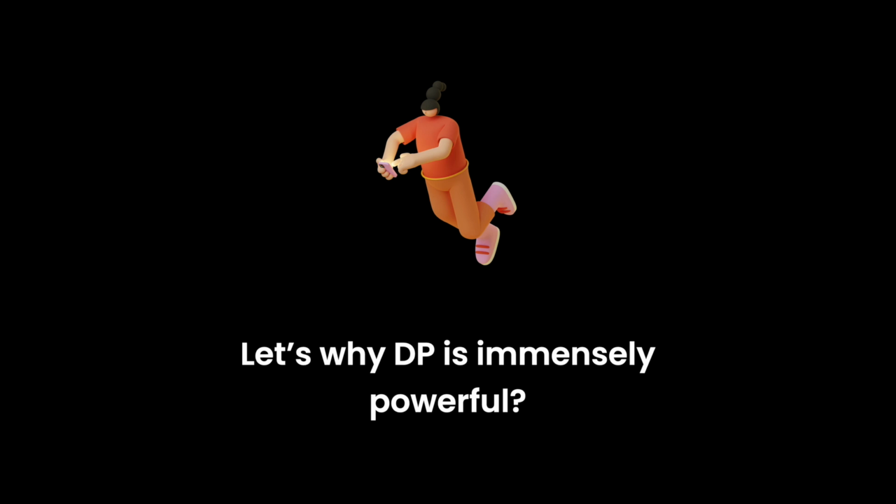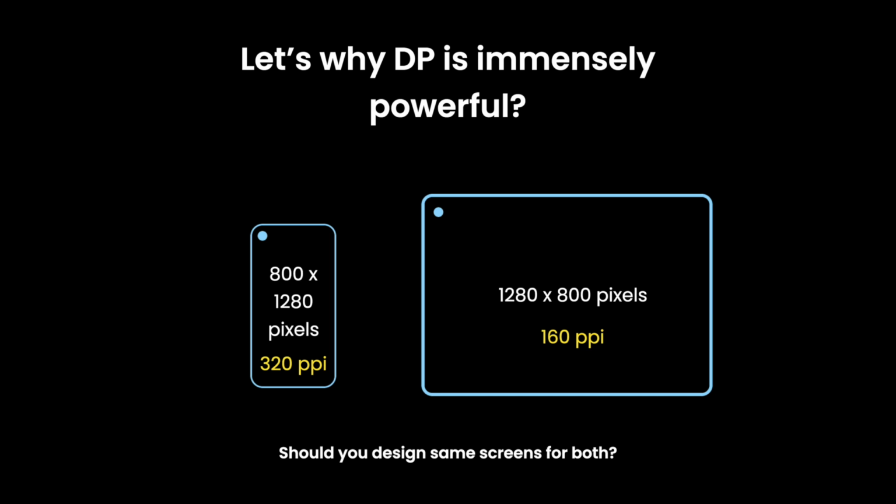Now let's see why DP is an immensely powerful metric. So here I have two devices. On the left you have a phone with 800 by 1280 pixel screen resolution. On the right you have a tablet with 1280 by 800 pixel resolution as well. So both of them have the same resolution. On the right the tablet is actually at a 1x density, and on the left the phone is at a 2x density, 320 PPI. Now the question is, since the resolution is the same, should you be designing the same screens for both?